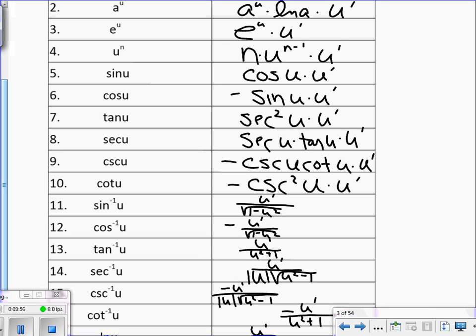See if you remember the derivative of cosecant u: negative cosecant u cotangent u. Remember the negative? That's why I gave you the formulas, just to reinforce that we always have to use the chain rule when we take the derivative. If it's not just x, you're going to have to multiply by the derivative of the argument.